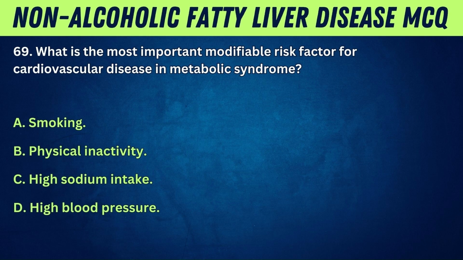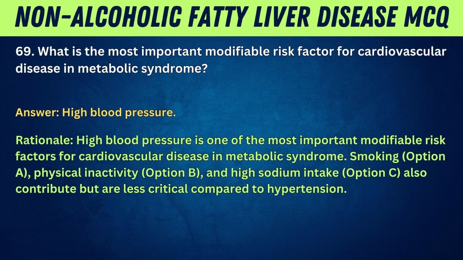69. What is the most important modifiable risk factor for cardiovascular disease in metabolic syndrome? A. Smoking. B. Physical inactivity. C. High sodium intake. D. High blood pressure. Answer: high blood pressure. Rationale: high blood pressure is one of the most important modifiable risk factors for cardiovascular disease in metabolic syndrome.